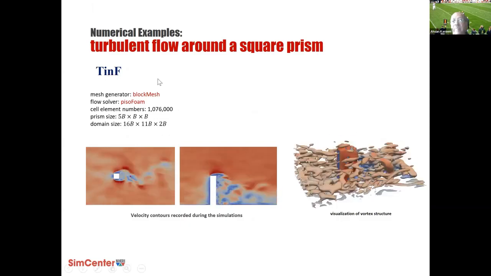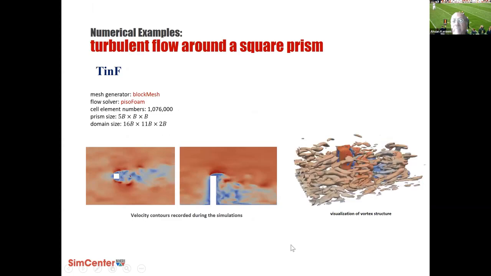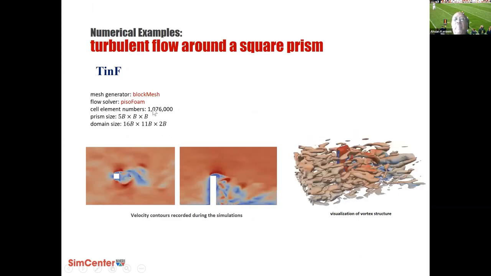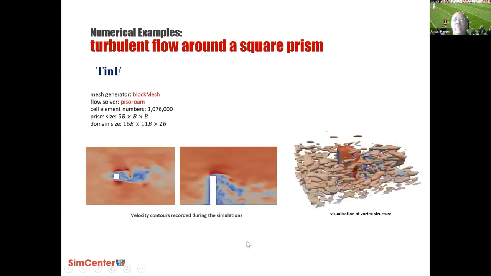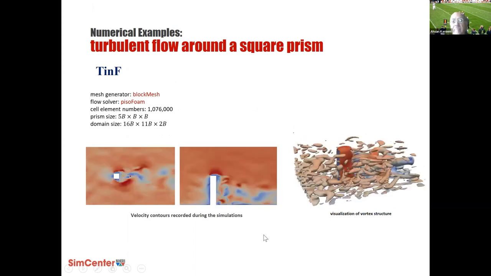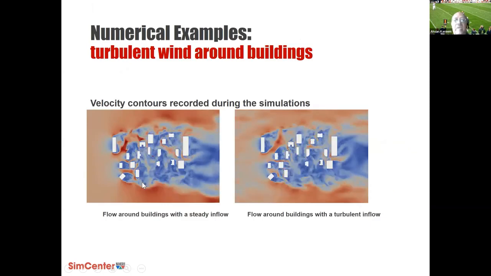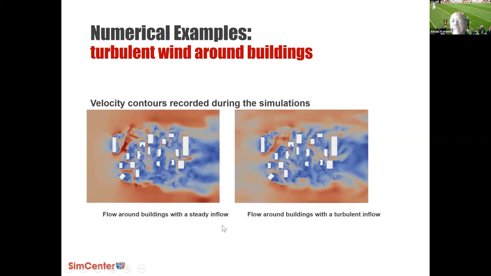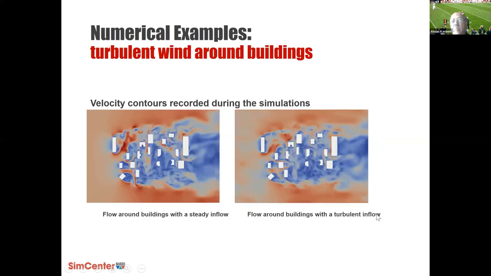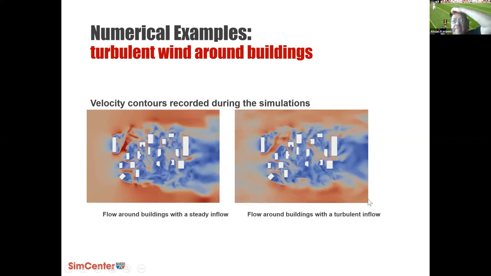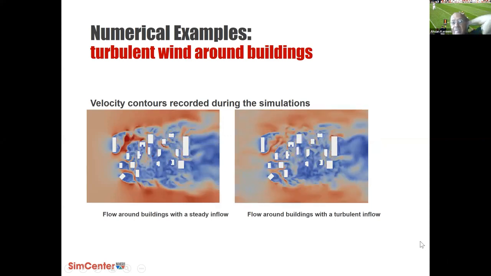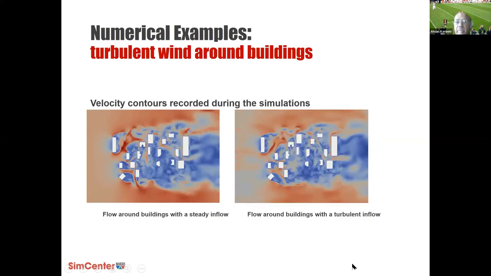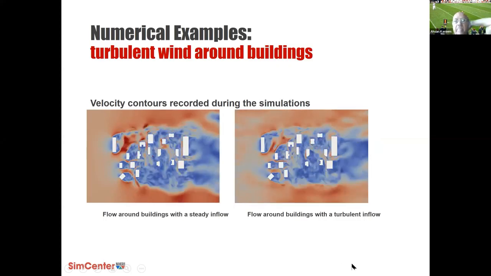TINF was a tool, which I said, and here are some examples of visualization of vortexing. One would go and resolve it even more. We had to do this quickly for demonstration purposes. Here is an example of a city, where the left side diagram shows steady inflow, and the right-hand side shows you the turbulent inflow, and the mixing that happens in between, and the scale structure of flow in between buildings would be different in both these cases.